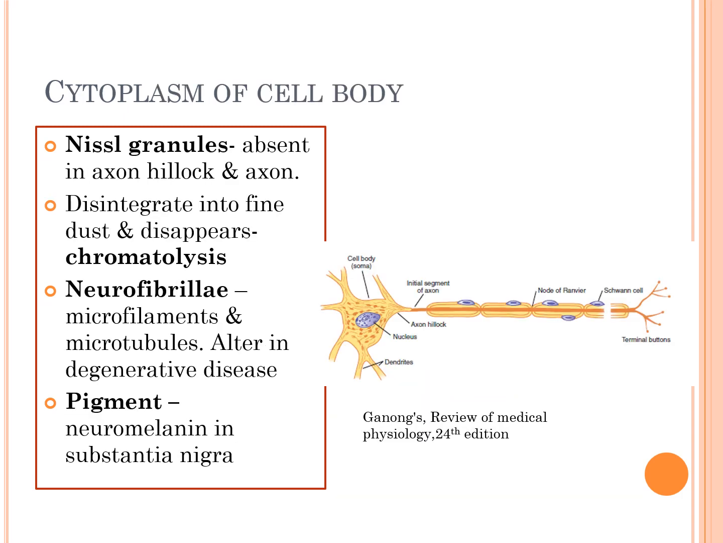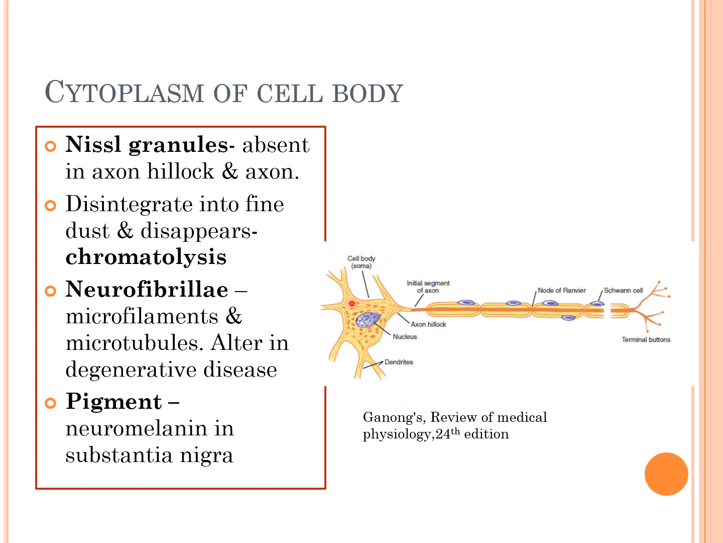So here we can see the structure clearly. Here we have Nissl granules, which are the protein machinery. I told you these Nissl granules are not present in the dendrites as well as in the axon hillock. What is this axon hillock? The axon hillock is the thickened portion of the cell body, and this is the place where there are no Nissl granules, and even in the dendrites there are no Nissl granules.